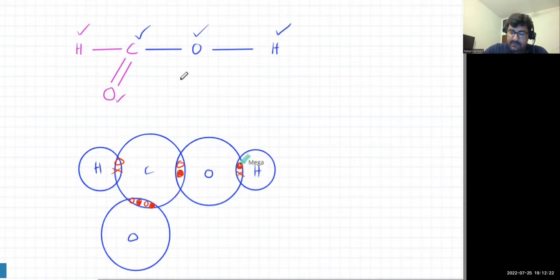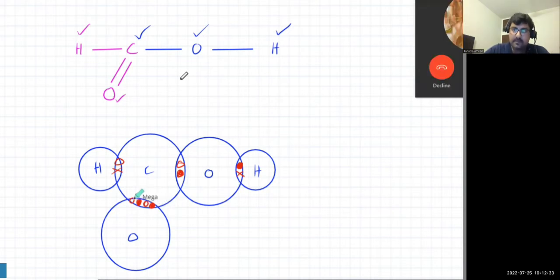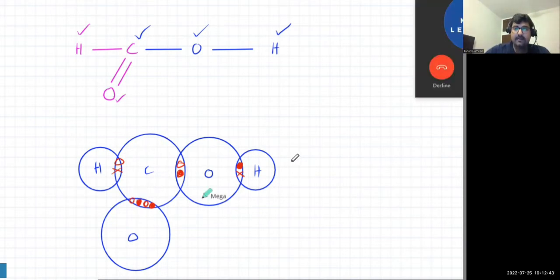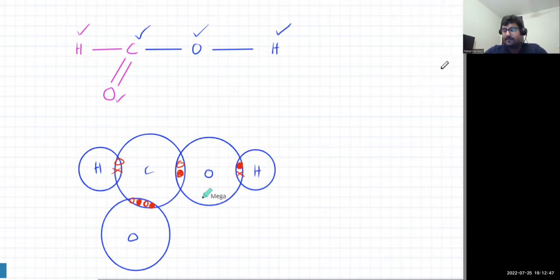Oxygen's electrons are shaded dots. So that's it. Over here you got a double bond, single bond, single bond, single bond.